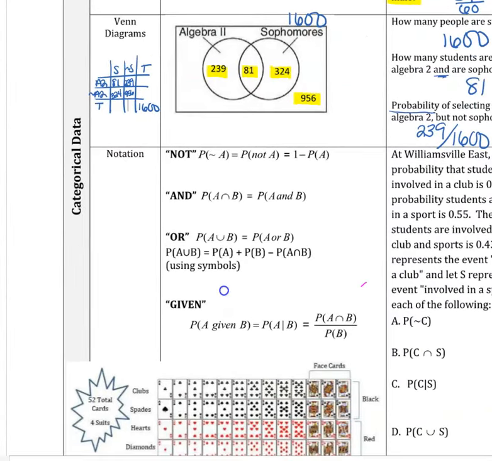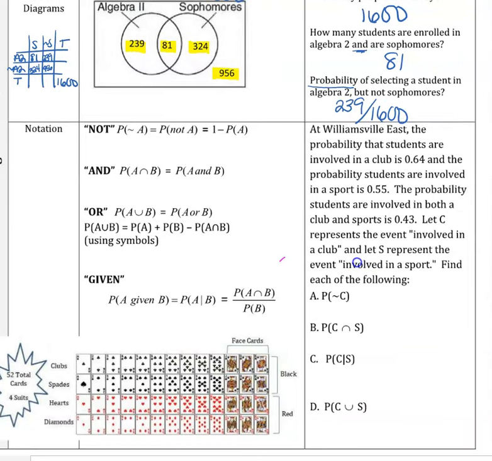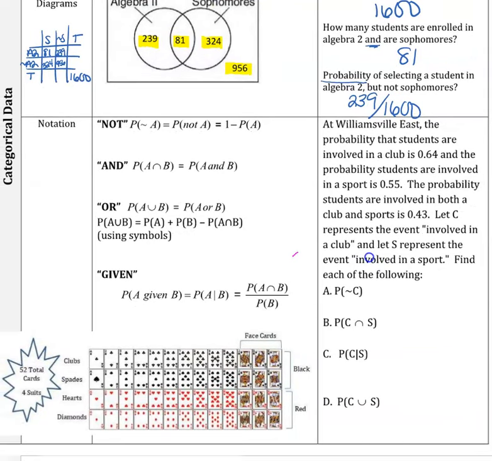Okay, so next is just a quick little notation reminder. I apologize for moving this thing around, so there we go. First thing, this means not, this means and, this means or. This is your or formula, so keep that in mind as well. And then your last symbol, this means given, and its formula is the and divided by whatever is given. So notice how it's given B, that's why it matches in the denominator.